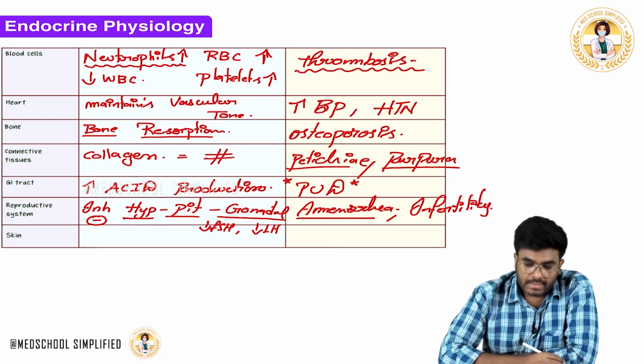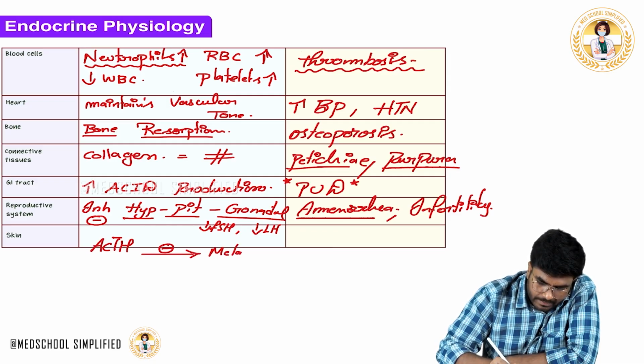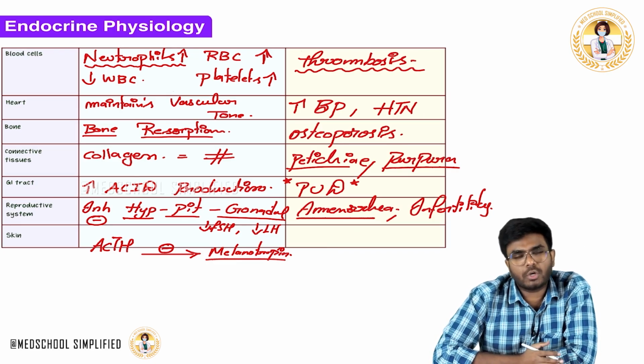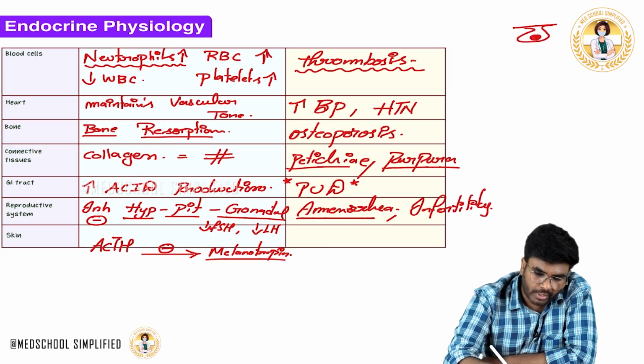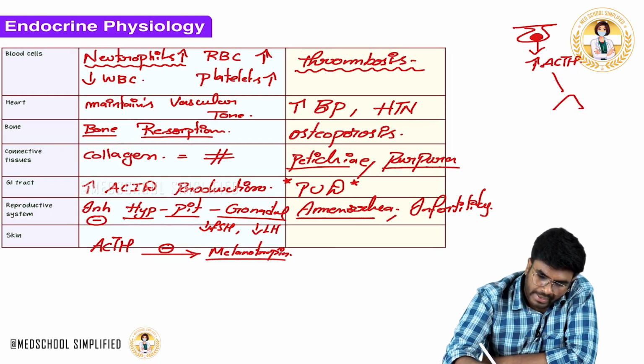And the last one, skin. See here, normally ACTH, adrenocorticotropic hormone, can stimulate the melanotropin receptors. Normally ACTH stimulates the adrenal gland, so the adrenal gland produces cortisol. Well and good. But in Cushing syndrome, what is the cause? One of the causes is a pituitary adenoma. You are having a pituitary tumor producing an excessive amount of ACTH. This ACTH will come and act on the adrenal gland, and the adrenal gland is making more cortisol.